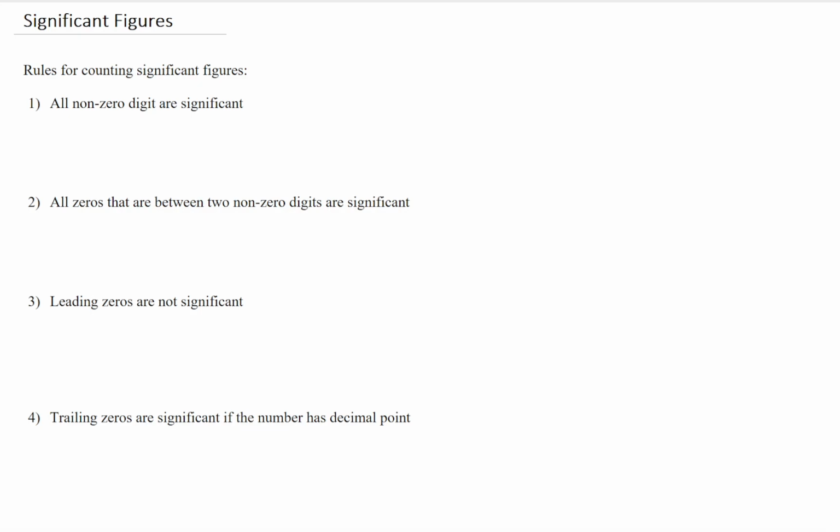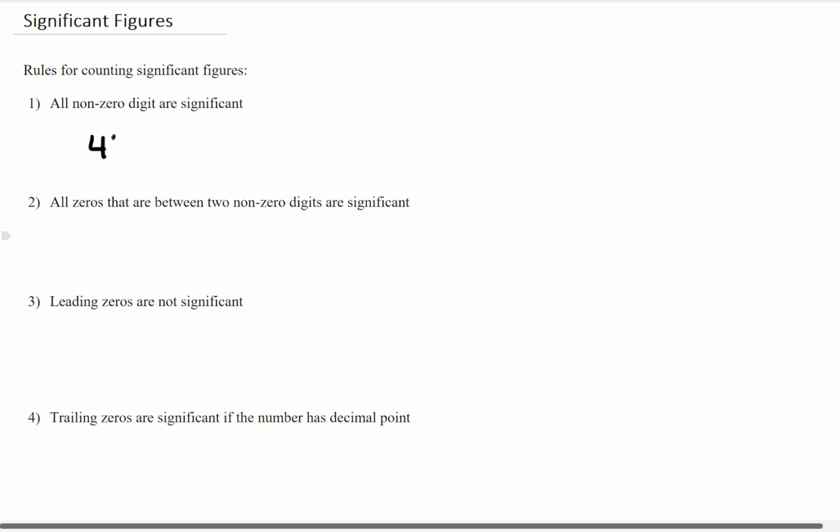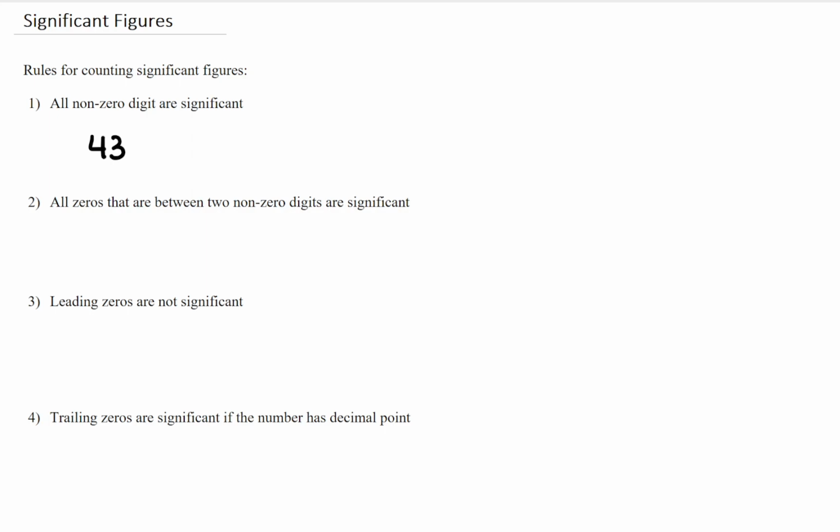Significant figures are digits in a number that carry meaningful information about the precision of a measurement. And here are the rules for counting significant figures. Rule number 1: All non-zero digits are significant. So for example, 43. Here 4 and 3 are both non-zero digits. So this number has two significant figures.